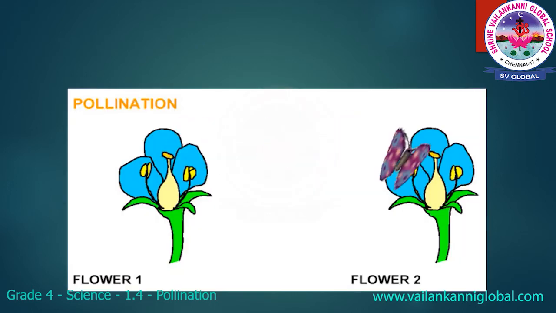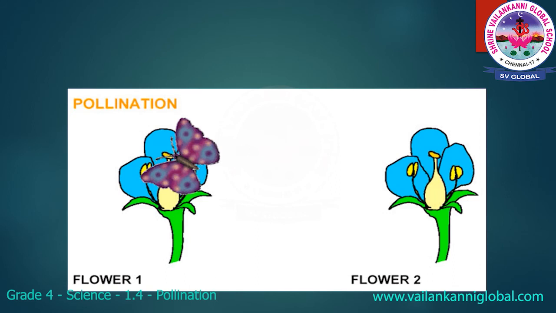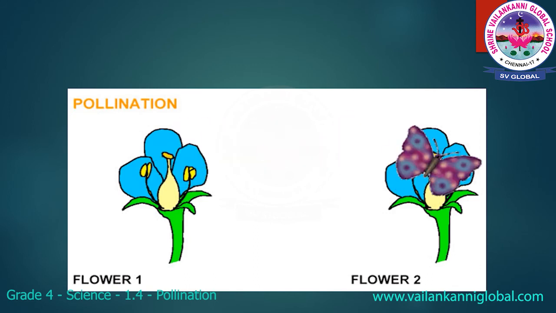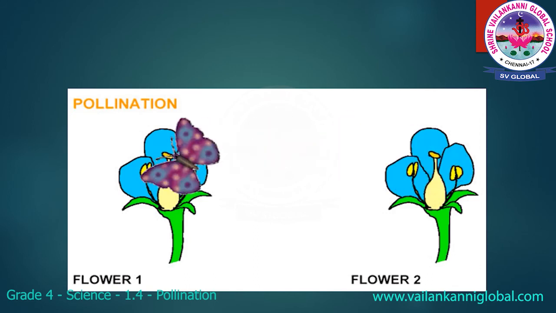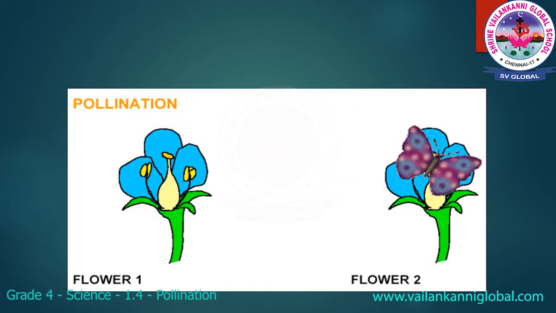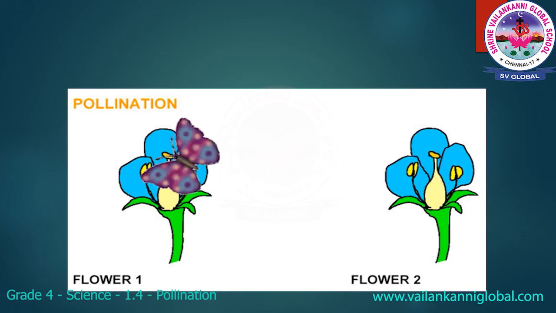Referring to the animated image, pollen from the anther of flower 1 is deposited on the stigma of flower 2. Once on the stigma, pollen may germinate, which means that the pollen tube forms from the sticky surface of the stigma and goes down into the ovule of the plant.